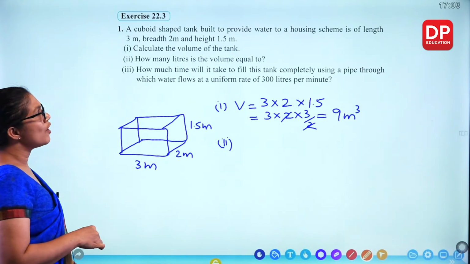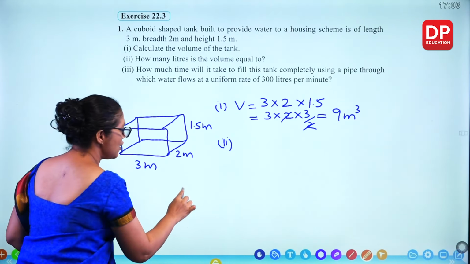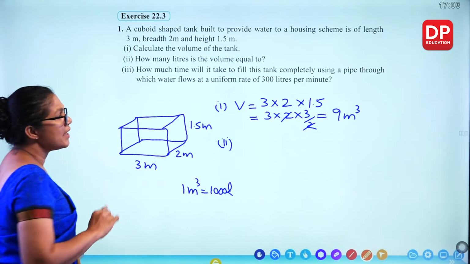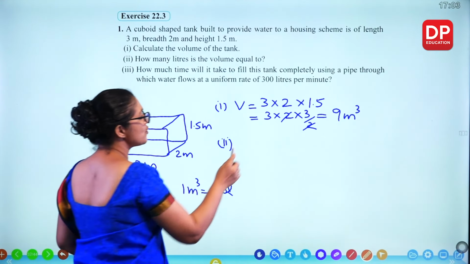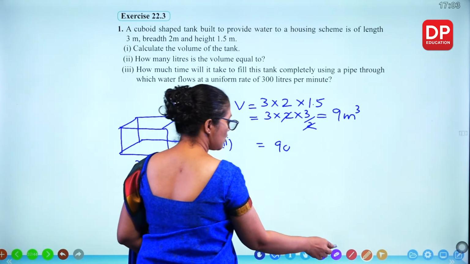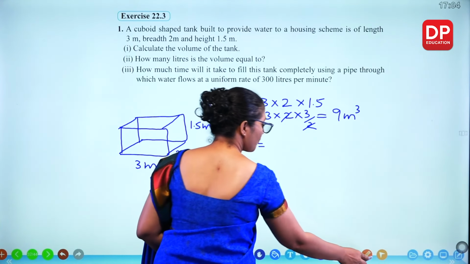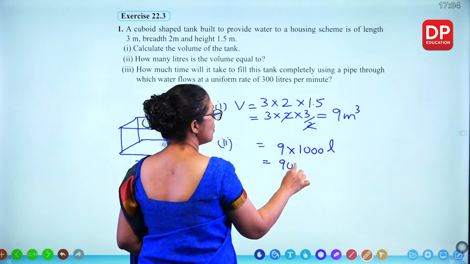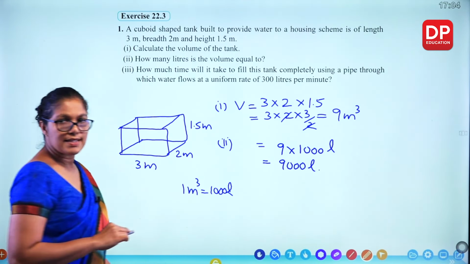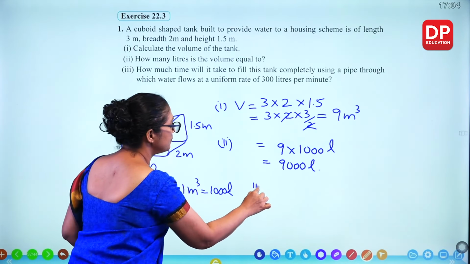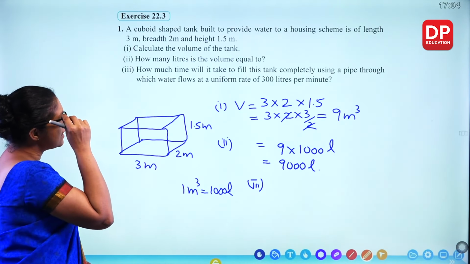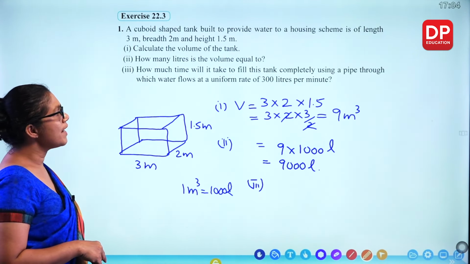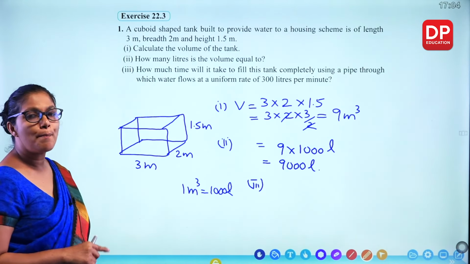Then the second part, how many liters is the volume equal to? Now the conversion. We know 1 cubic meter is 1000 liters. So 9 cubic meters means 9 into 1000 liters. So that's equal to 9000 liters. Part 3. How much time will it take to fill this tank completely using a pipe through which water flows at a uniform rate of 300 liters per minute?